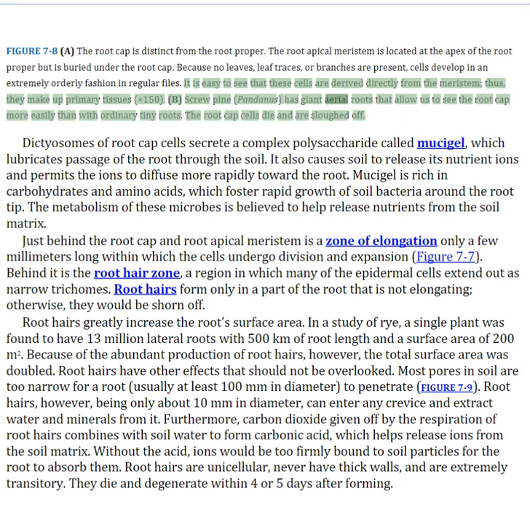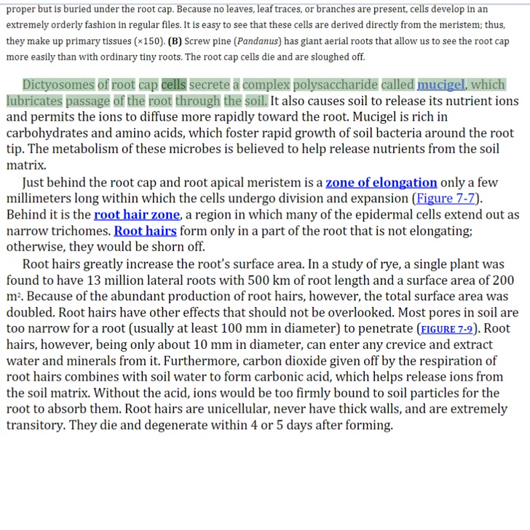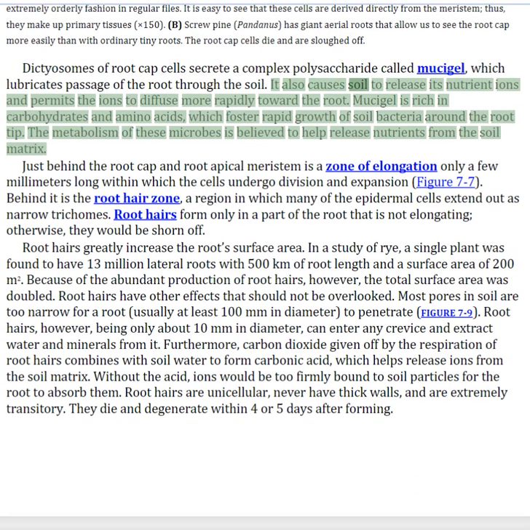Screw pine has giant aerial roots that allow us to see the root cap more easily than with ordinary tiny roots. The root cap cells die and are sloughed off. Dictyosomes of root cap cells secrete a complex polysaccharide called mucilage, which lubricates passage of the root through the soil. It also causes soil to release its nutrient ions and permits the ions to diffuse more rapidly toward the root. Mucilage is rich in carbohydrates and amino acids, which foster rapid growth of soil bacteria around the root tip. The metabolism of these microbes is believed to help release nutrients from the soil matrix.